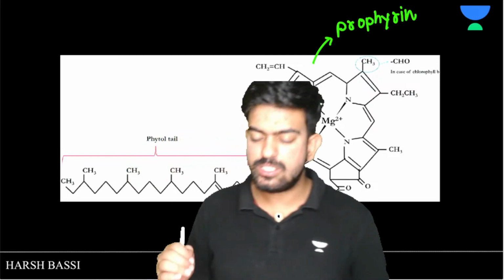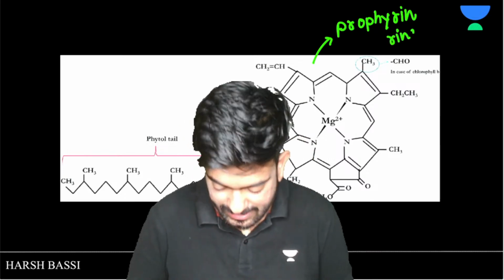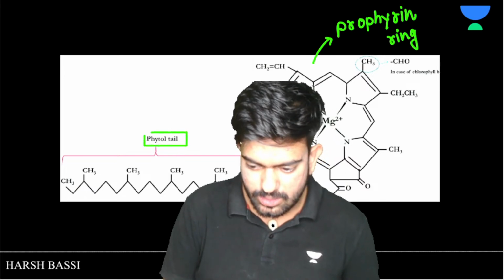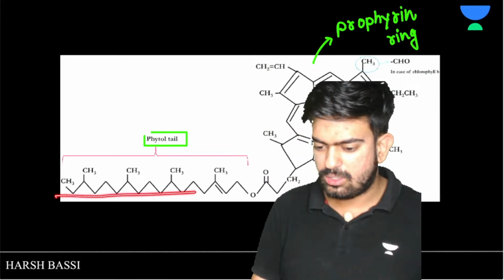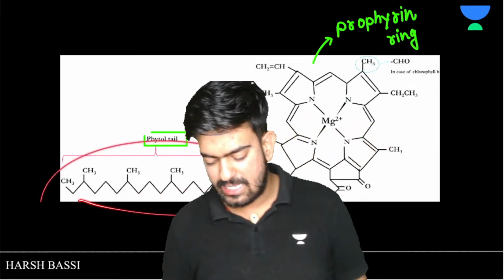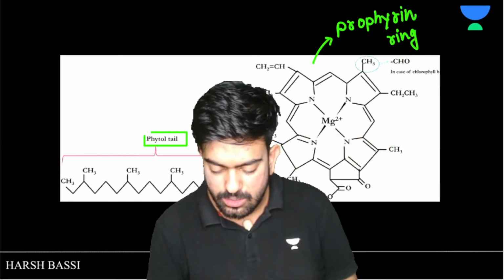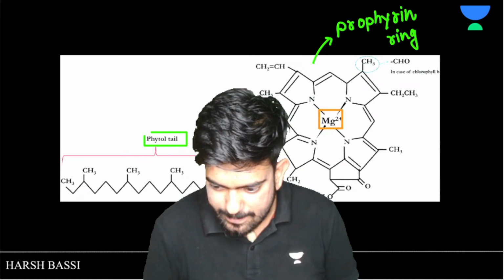So this is the porphyrin ring, or you can say porphyrin head, and this is known as the phytol tail. A tail-like structure is present. This you can see. Yes or no? This is the tail and this is the ring. Now this is fine. In the middle you can see that there is a metal, which is magnesium.